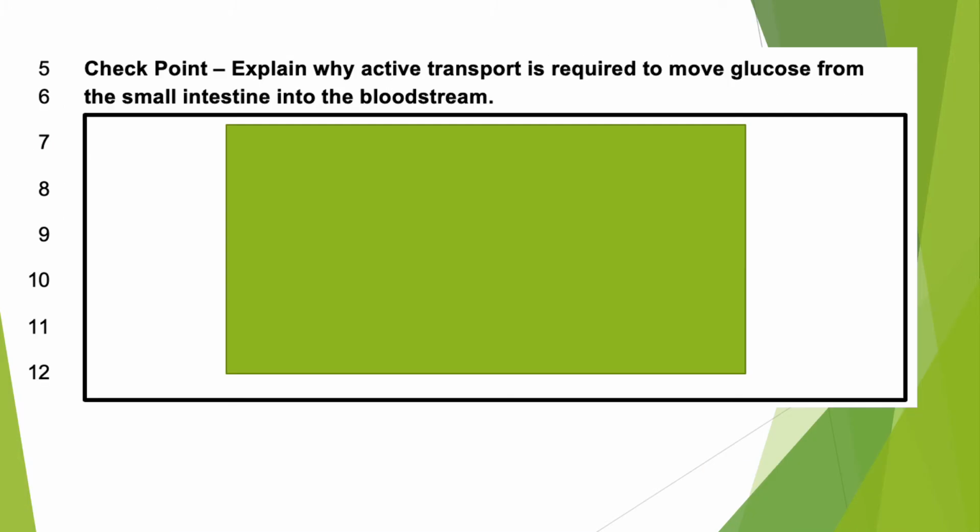Okay, so take a look at the next part here where there's a checkpoint. And the question asks, explain why active transport is required to move glucose from the small intestine into the bloodstream. So this is pretty much exactly what I just explained to you. If you need to re-listen to it again, just scroll back a little bit. But if you are pretty good and you have a good understanding, try and answer this question. Go ahead and pause the video.